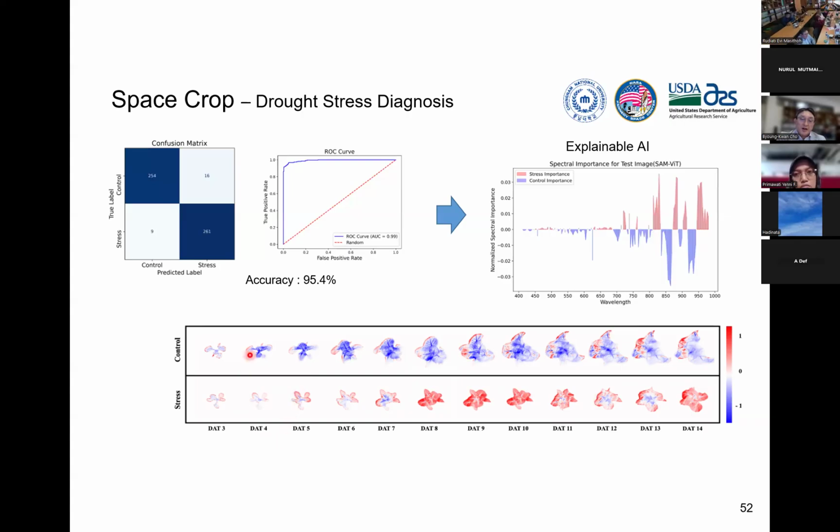And also we can identify the stressed lettuce after 3 days. Before 3 days, exactly the same, but after stopping the water, and then 3 days passed, we can identify which one is stressed, which one is not stressed. So that is an example of drought stress diagnosis.